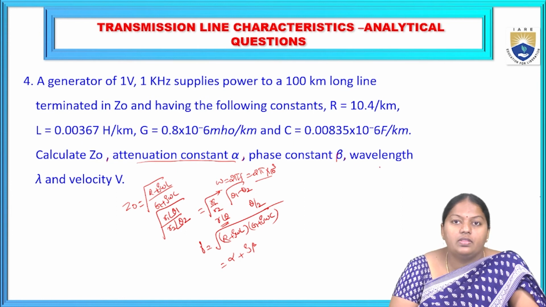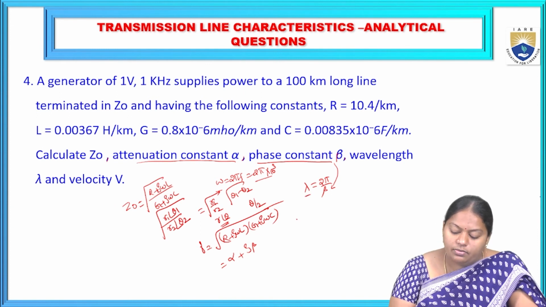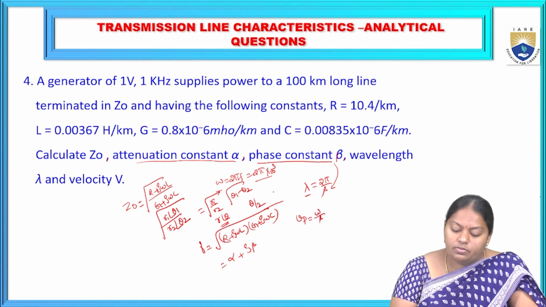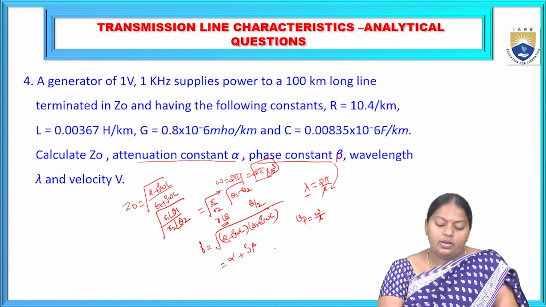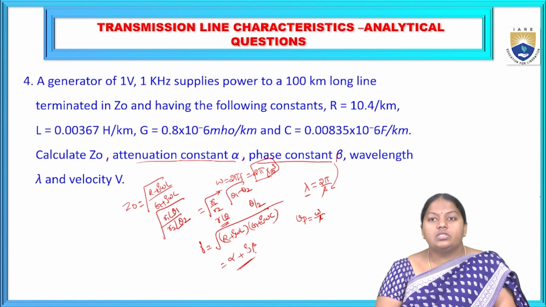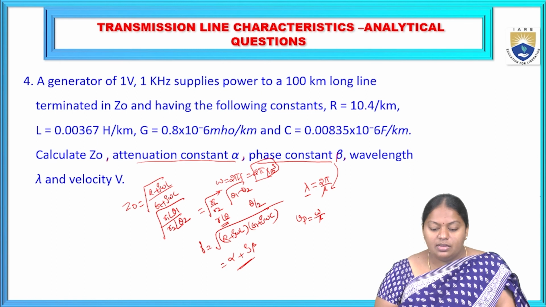Now from that, the wavelength is to be found. The wavelength lambda can be given by 2 pi by beta. Whatever value we got for the phase constant beta needs to be substituted over here to get the value of the wavelength. And the wave velocity Vp equal to omega by beta. To find this, we use 2 pi into 10 cube as the value of omega, and beta needs to be taken from the phase constant. This beta value needs to be obtained from the propagation constant gamma, which constitutes the attenuation constant alpha and the phase constant beta.